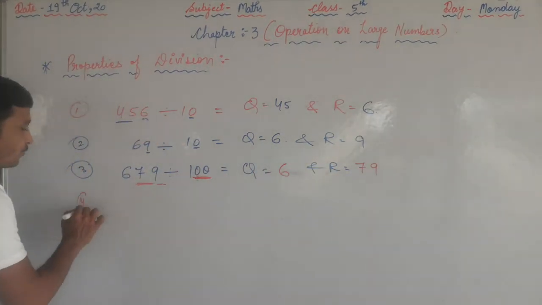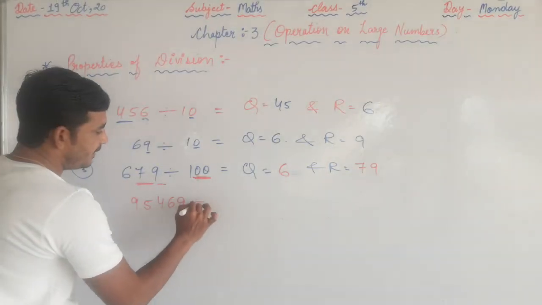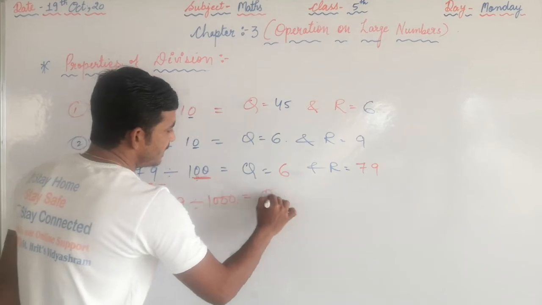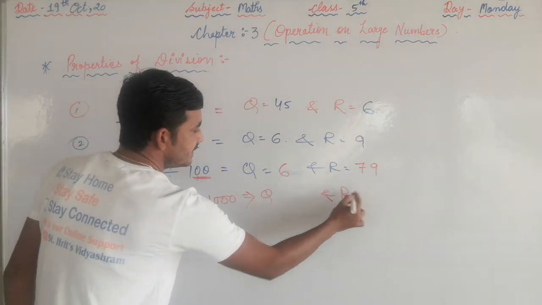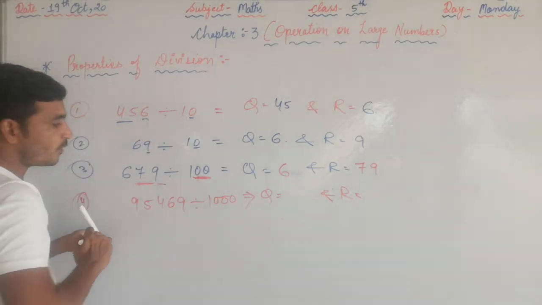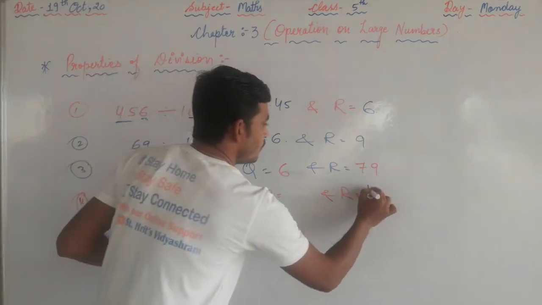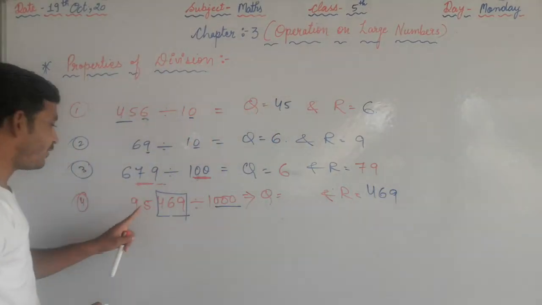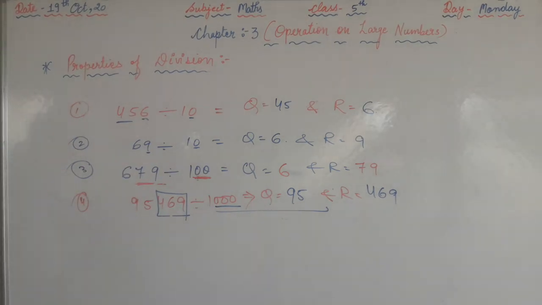Now see here, fourth one. 95469 divided by 1000, and you have to find the quotient and remainder. How do you find it? See here, number of zeros is 3, so the last 3 digits are the remainder, 469, and the quotient is 95.